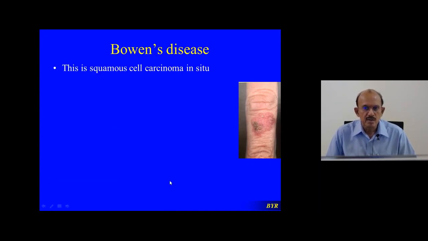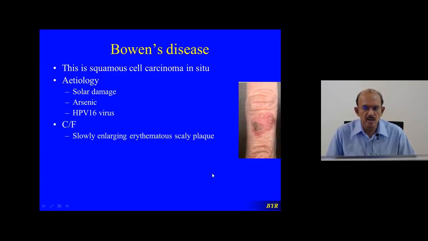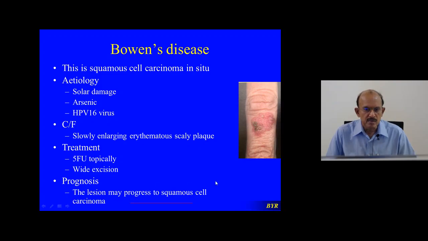Bowen's disease: this is squamous cell carcinoma in situ. It occurs due to solar damage, arsenic poisoning, HPV-16 virus. Clinical manifestations: slowly enlarging erythematous scaly plaque. It looks like a psoriatic patch where there is erythematous scaling. Treatment: 5-fluorouracil topically, wide excision. Prognosis: the lesion may progress to squamous cell carcinoma.